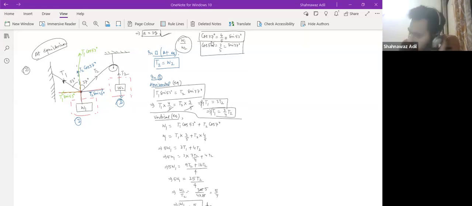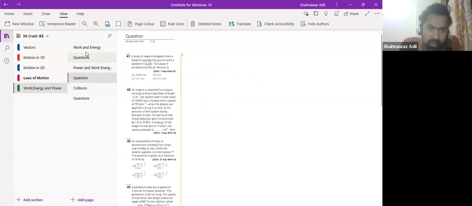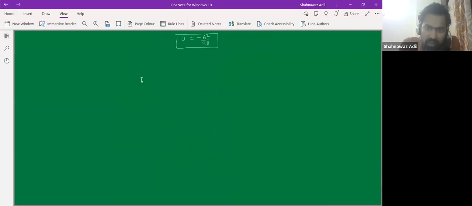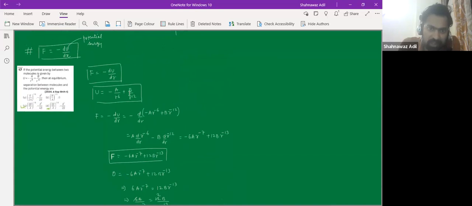Done. Okay, so now let us move on to the next question. I guess the work part we completed, and energy we completed. So this question was based on equilibrium, right? At equilibrium, the net force was zero, and then we used the idea of potential energy, right? So tell me, when can we apply this thing?